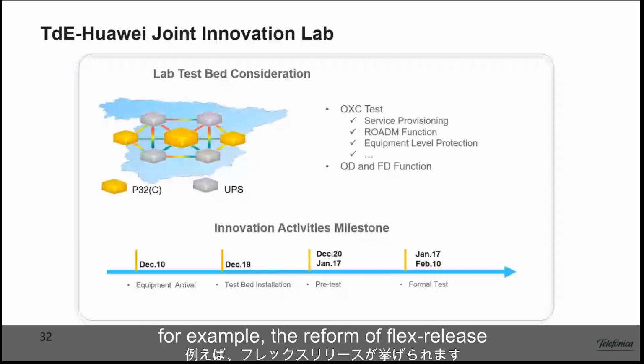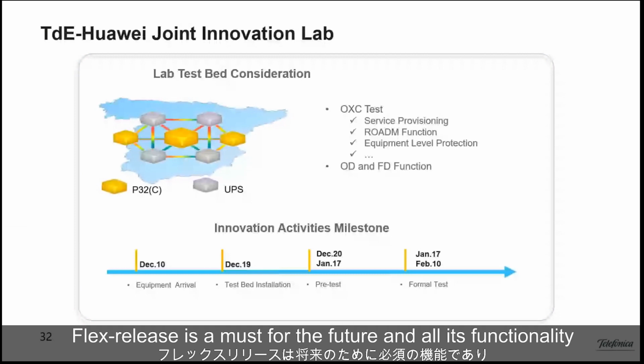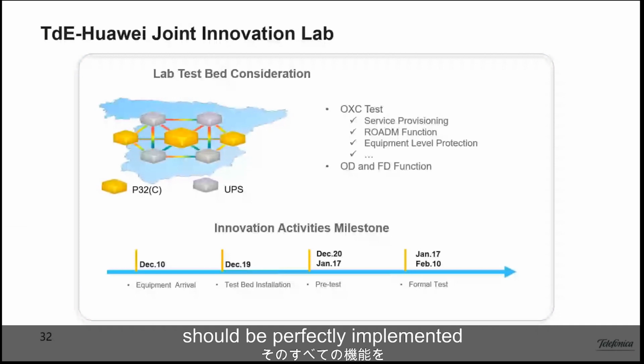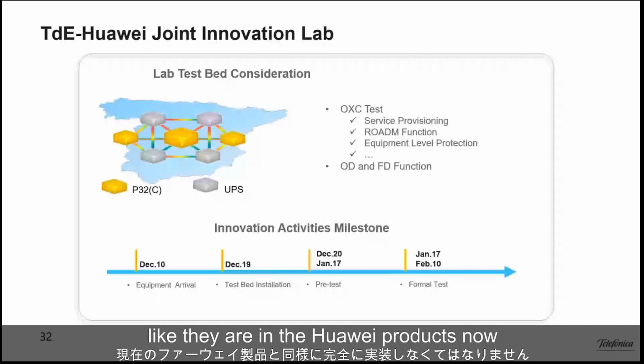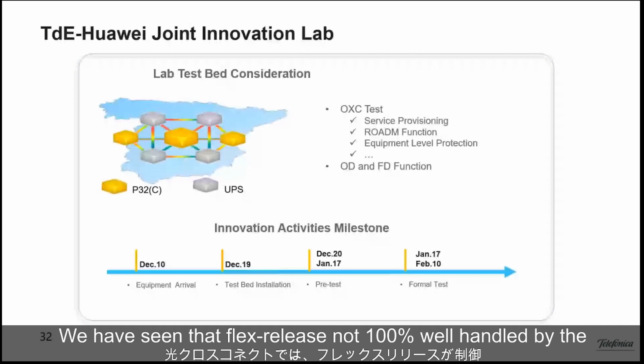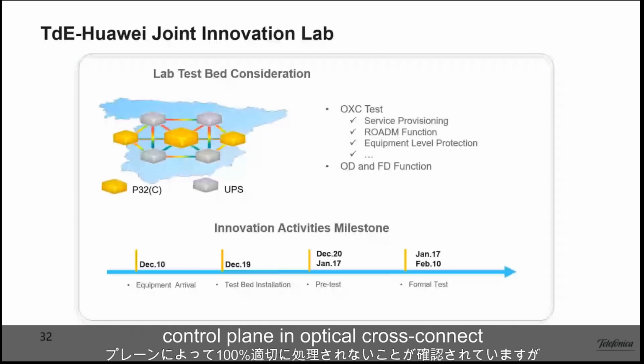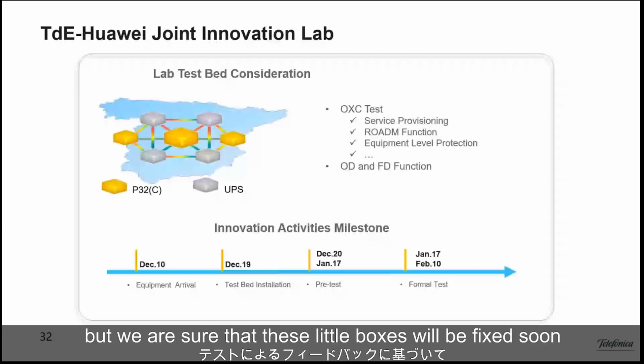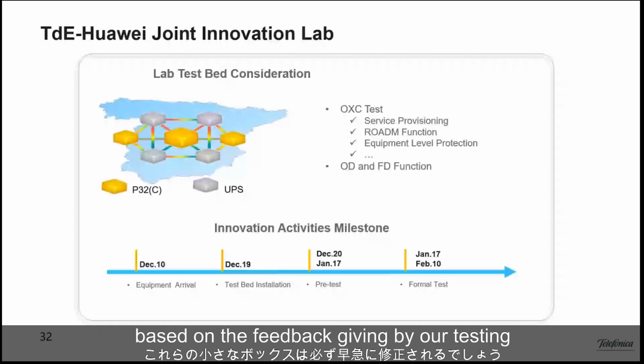For example, the performance of FlexGrid. FlexGrid is a must for the future, and all the functionality should be perfectly implemented, like they are in other Huawei products now. We have seen that FlexGrid is not 100% well handled by control plane in optical cross-connect, but we are sure that these little bugs will be fixed soon based on the feedback given by our testing.